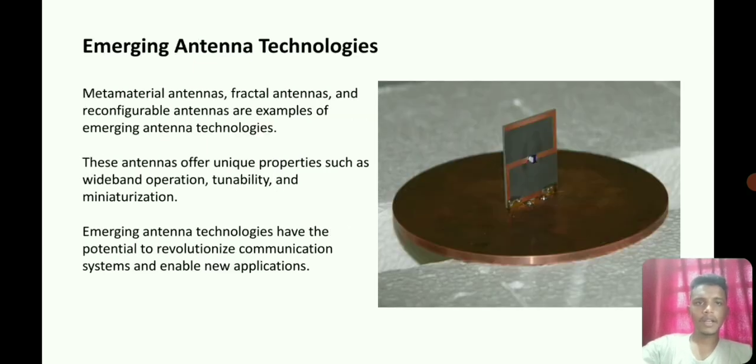And the emerging antenna technologies. Metamaterial antennas, fractal antennas, and reconfigurable antennas are examples of emerging antenna technologies. These antennas offer unique properties such as wideband operation, tunability, and miniaturization. Emerging antenna technologies have the potential to revolutionize communication systems and enable new applications.